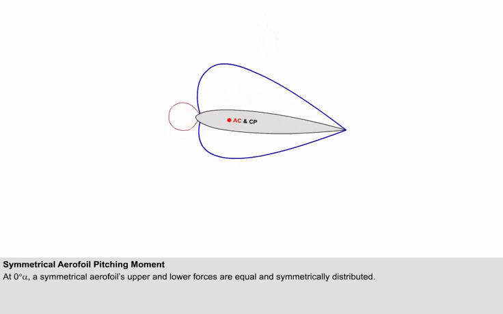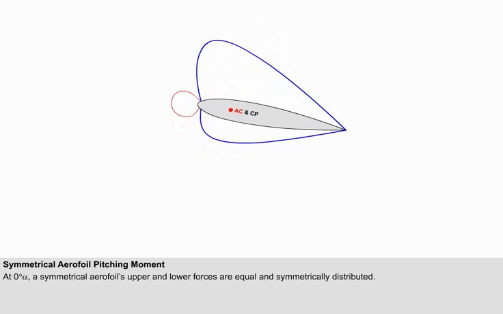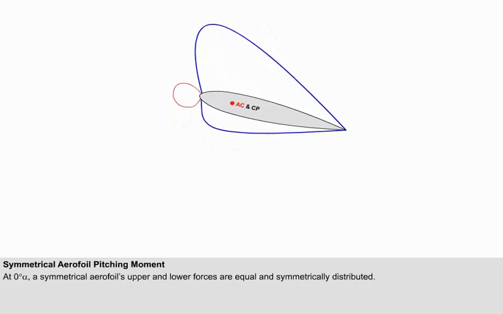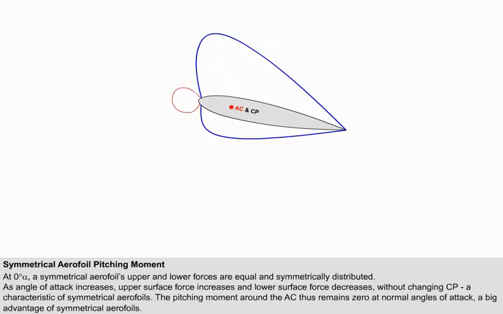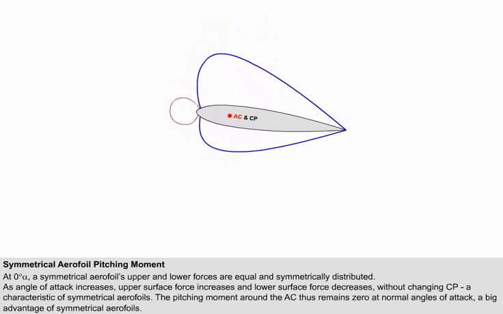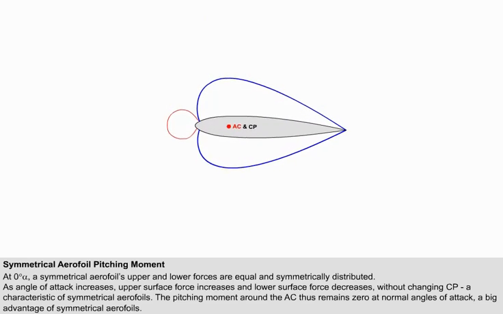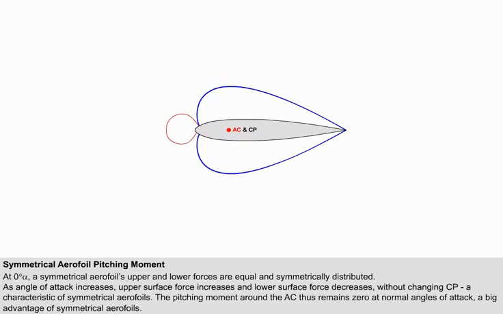With a symmetrical aerofoil at 0 alpha, the upper and lower forces are equal and symmetrically distributed. With an increasing angle of attack, the upper surface force increases and the lower force decreases. A change in the magnitude of the lift forces has taken place without a change in the position of the centre of pressure, which is a characteristic of symmetrical aerofoils. Thus, the pitching moment about the aerodynamic centre will be 0 at normal angles of attack, which is one of the big advantages of such aerofoils.